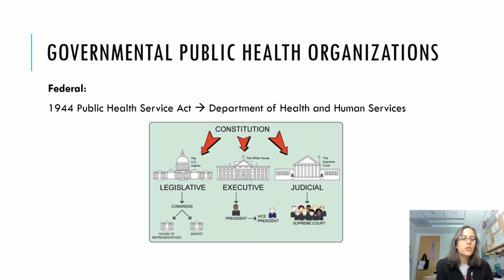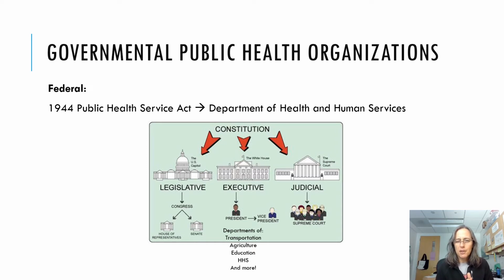Right? So in 1944, U.S. Congress passed the Public Health Service Act, which then resulted in the creation of the Department of Health and Human Services within the executive branch. So remember, the executive branch's job is to carry out the work of the government in accordance with the laws and the statutes passed by Congress. So Congress said, okay, we need a public health service organization. And so the executive branch said, okay, I'm going to make a Department of Health and Human Services. So that department, right, is one of many departments in the executive branch.